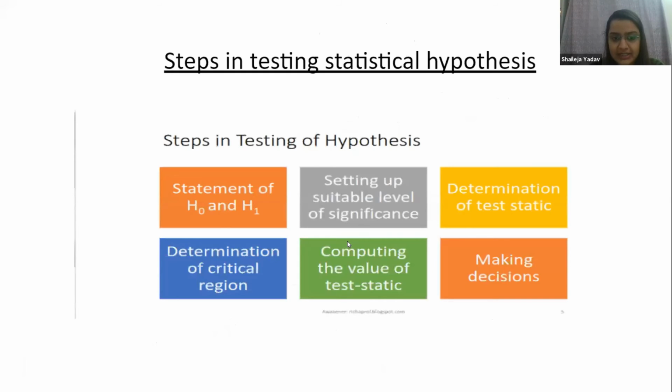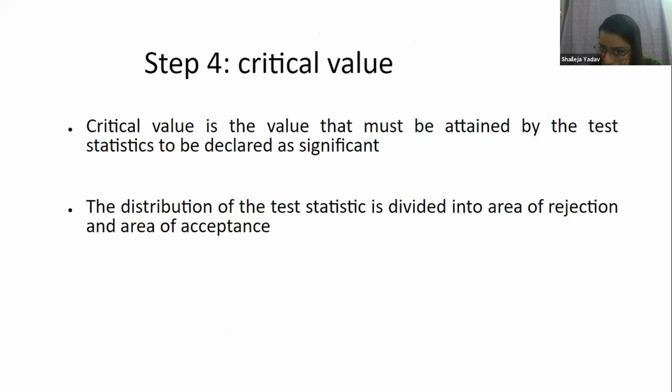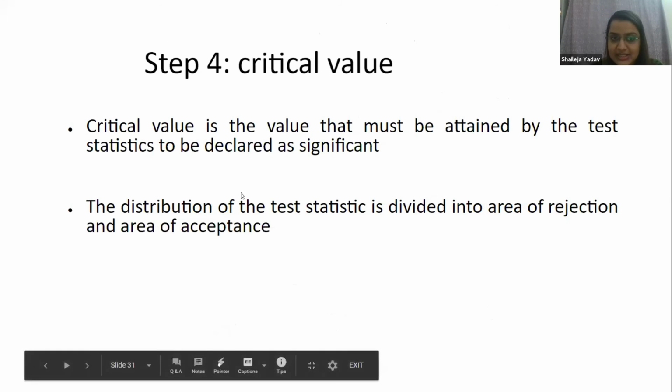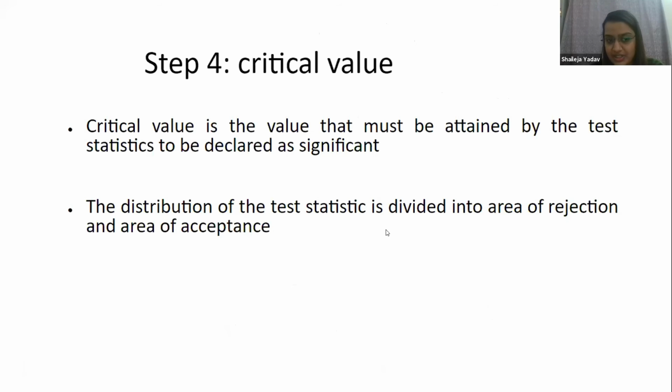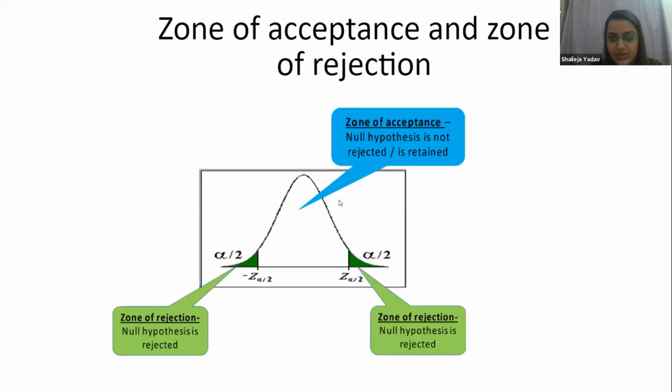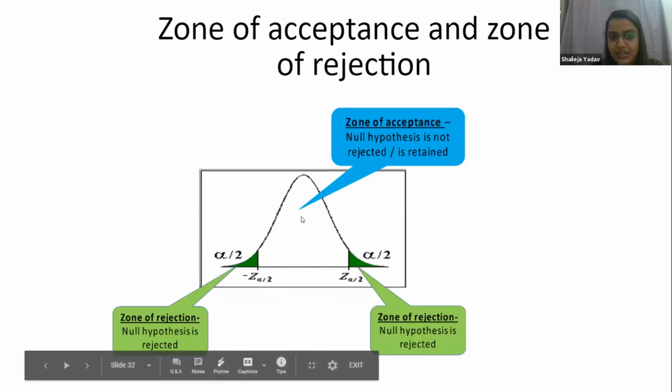So after determining the test statistic, we will be determining the critical region. The critical value is the value that must be attained by the test statistic to be declared as significant. And the distribution of the test statistic is divided into an area of rejection and an area of acceptance. So this is the zone of acceptance where the null hypothesis is not rejected or is retained. And this is the zone of rejection where the null hypothesis is rejected.